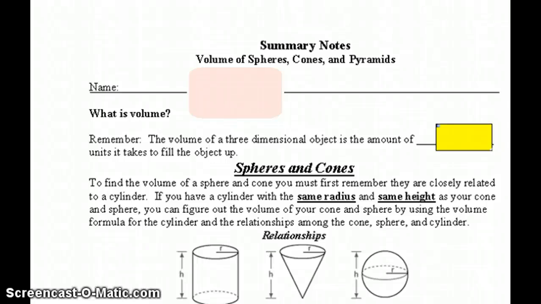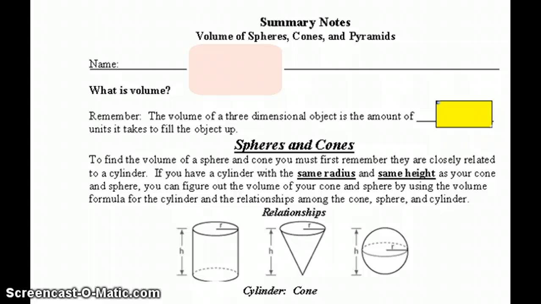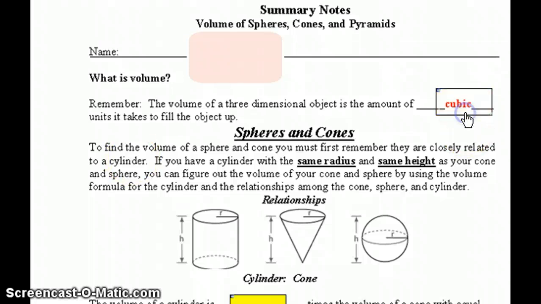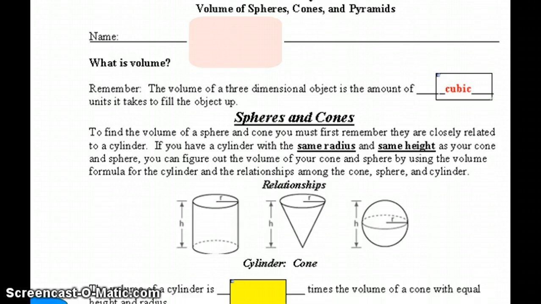These are the summary notes on the volume of spheres, cones, and pyramids. What is volume? Remember, the volume of a three-dimensional object is the amount of cubic units it takes to fill the object up. First, we're going to talk about spheres and cones.